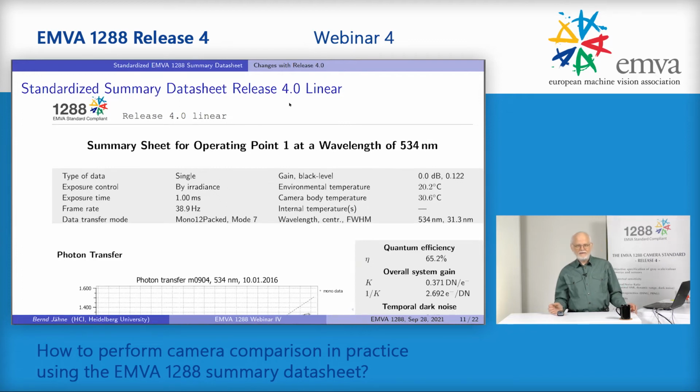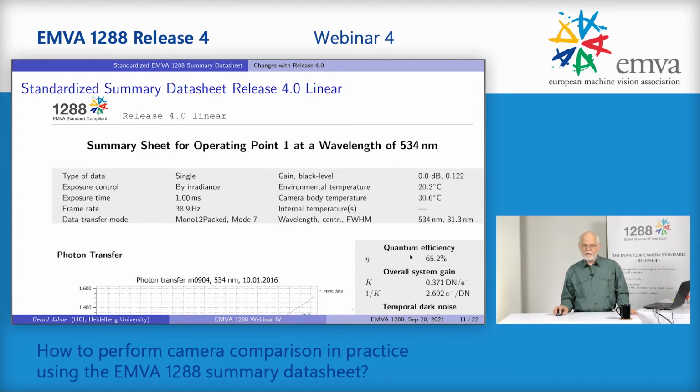Let's go and see what is changing with release 4.0. With release 4.0, we will basically have the very same operating point, so nothing is changing here. The summary data sheet looks the very same, so at first view you cannot see whether this is release 4 or release 3.1. So each data sheet now must include a comment or a line at the top which method has been used, so with release 4.0 linear.